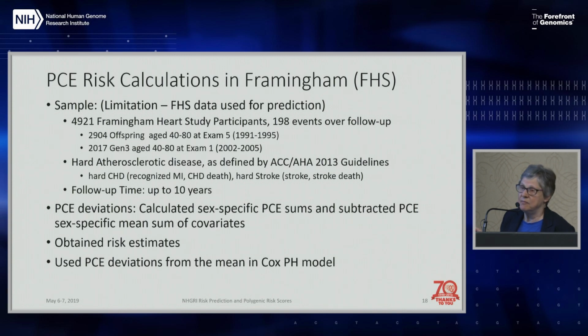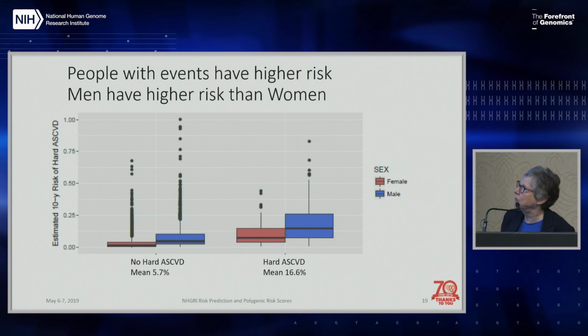We looked at this same atherosclerotic CVD event, and we did a follow-up of 10 years, as in the PCE equations. And we actually went through that exercise that I was just talking about of taking the regression coefficients, multiplying times the risk factors to get the sum, and then subtracting off the mean for each person. And we obtained risk estimates for each person. We also used those same, what we're calling PCE deviations, the sum minus the mean, in a Cox proportional hazards model. And this is what we came up with first for the estimates.